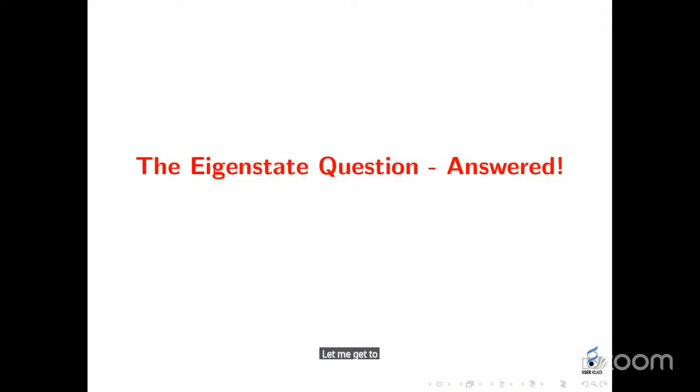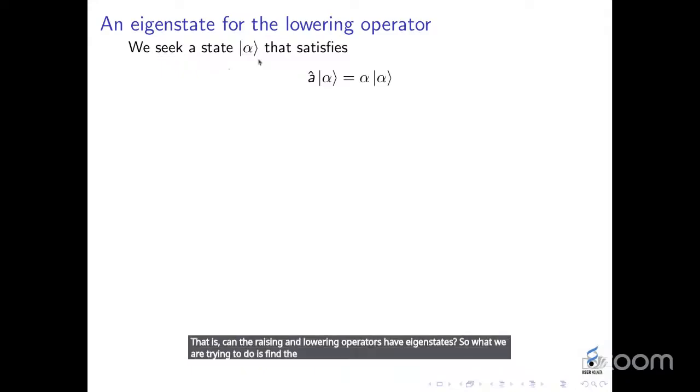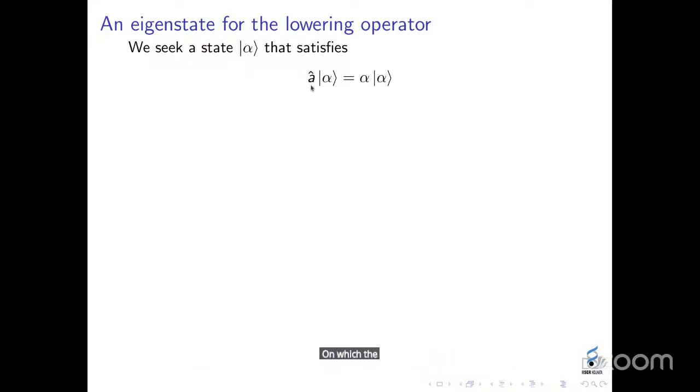Let's get to the answer to the eigenstate question first. That is, can the raising and lowering operators have eigenstates? So what we are trying to do is find the lowering operator eigenstate, a state denoted ket alpha, on which the lowering operator A acts, and you get alpha times ket alpha, a number alpha times ket alpha.